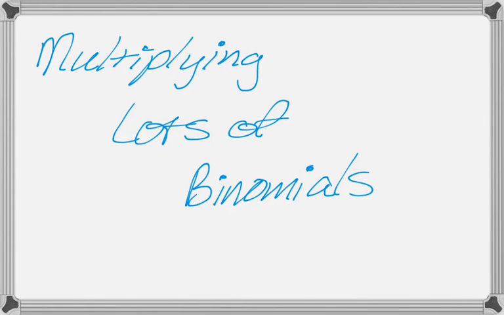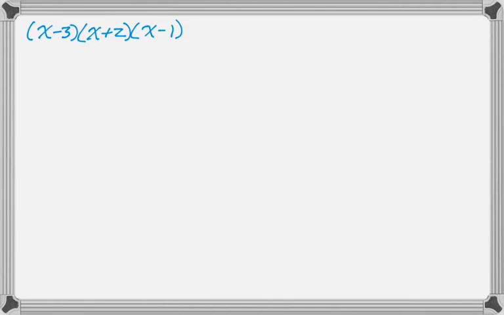Okay, in this video we're going to talk about how you can multiply more than just two binomials together, and then we're going to check it and summarize what we did. So let's do an example. Say we want to multiply x minus 3, x plus 2, and x minus 1.